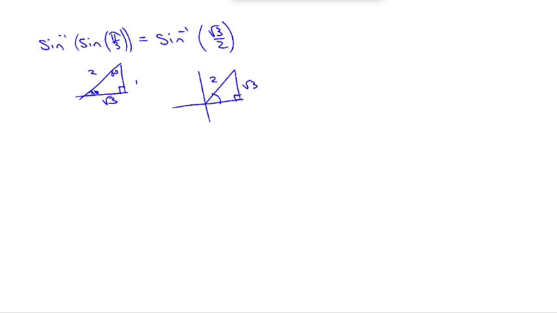Opposite over hypotenuse, that's a 1. So what's that angle have to be? 60 degrees. Better known as pi over 3. But it wasn't pi over 3 to begin with. So if I have sine inverse on top of sine, they seem to cancel each other out. Poof, and they end up with pi over 3.